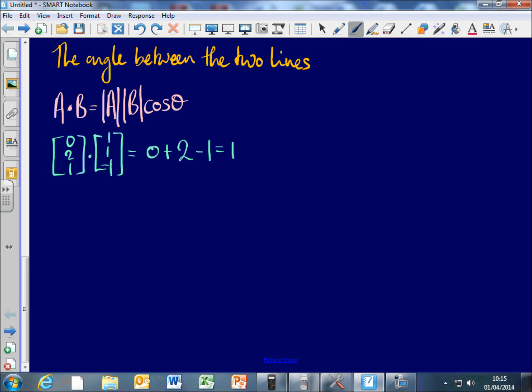Now, using this equation here that we've written in pink, I can also write the dot product in another way, which is I can find the magnitude of this vector 0, 2, 1, multiply it by the magnitude of the second vector 1, 1, minus 1, and multiply it by cos theta, and we should get the same answer. We should get 1. So I'm going to find the magnitude of 0, 2, 1.